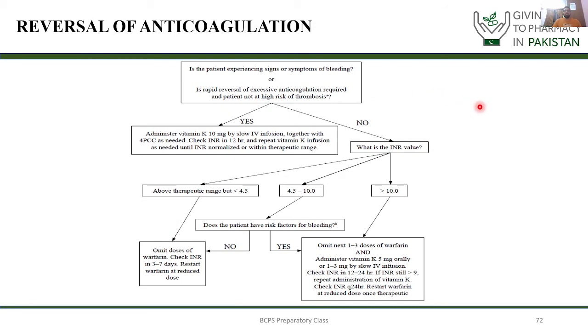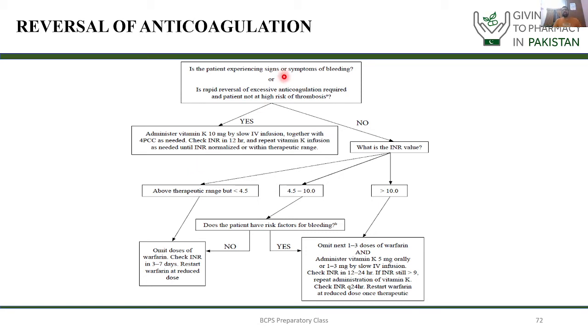This is a flow chart which explains how different routes and different doses of vitamin K are used in different scenarios. If the patient has signs and symptoms of bleeding and we need urgent reversal, then we start with vitamin K 10 mg by slow infusion, and we can add 4 PCC if we need. Check the INR after 12 hours and repeat the vitamin K if we need it.